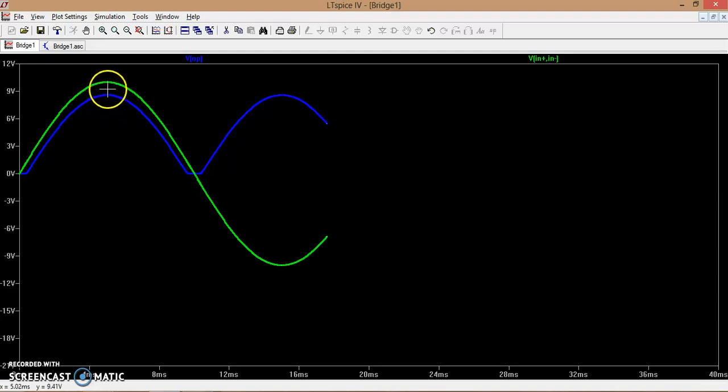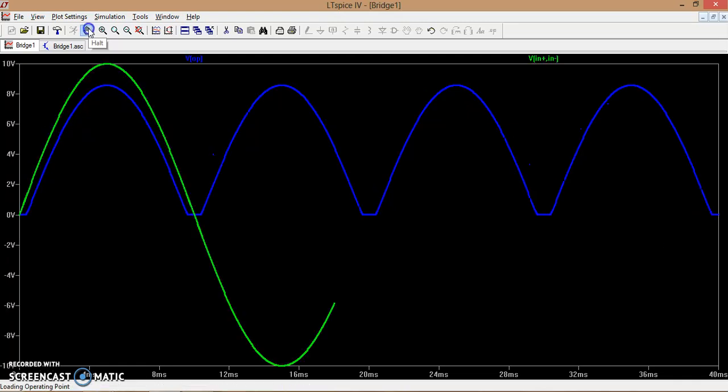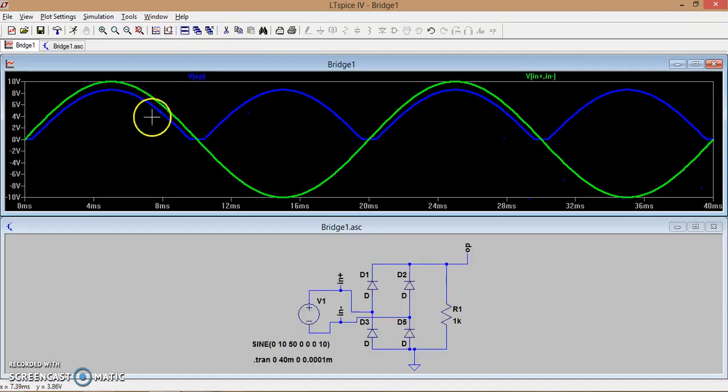If you see the difference between this input and output, it will be equal to VD, so that you can make the measurement, because in each half cycle only one diode is conducting. Let us continue this full wave rectification by putting a filter. So let's stop it here. Let me do the full wave rectification with filter.